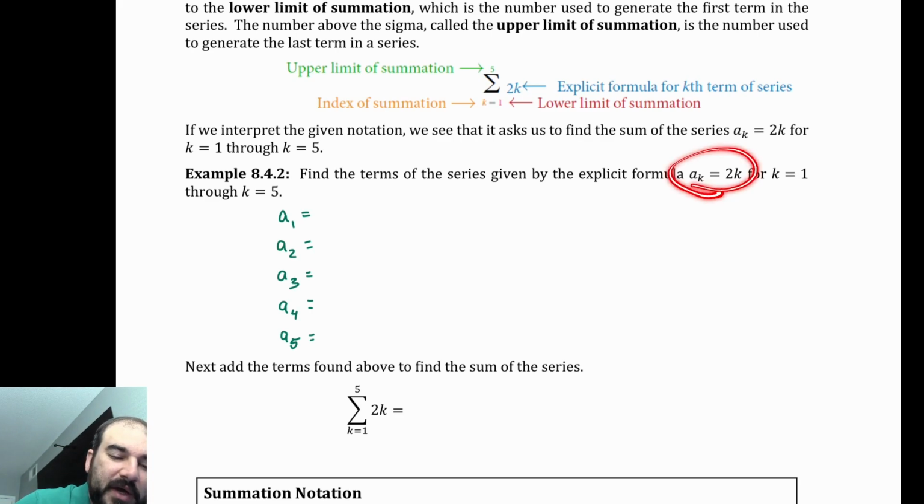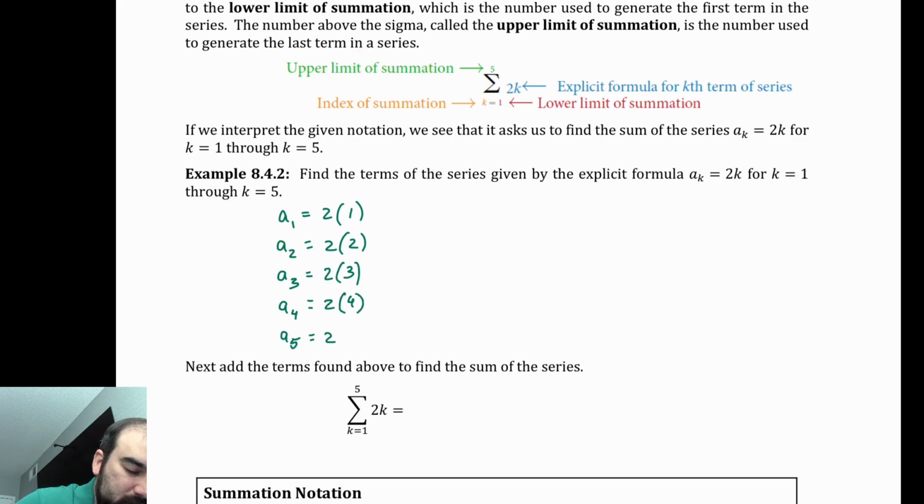So the formula is given to us by 2 times k, where k is the subscript. So if my subscript is 1, I'm going to do 2 times 1. If the subscript is 2, I'm going to do 2 times 2, and so on. So 2 times 3, 2 times 4, 2 times 5. And we're going to evaluate these to find the terms of this series. That's 2, that's 4, 6, 8, 10. So those are the terms of the series if this is the formula and our starting index is 1 and our stopping index is 5.